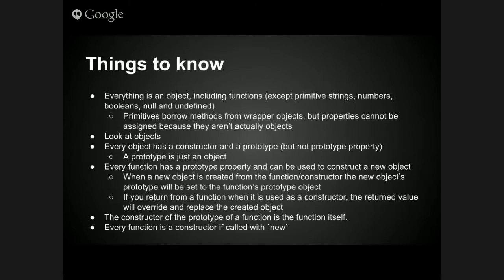To start off with JavaScript, it's important to understand that almost everything is an object. So that includes functions. Arrays themselves are objects. Basically everything except for a few primitive types. You have basically strings, numbers, booleans, null, and undefined. Those are not objects. However, null is actually an object.